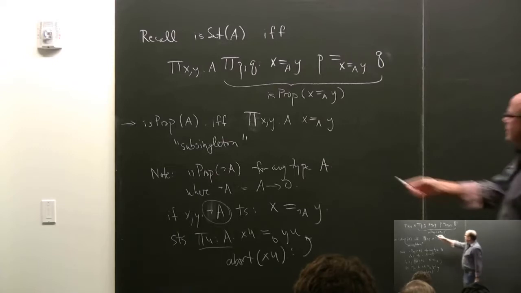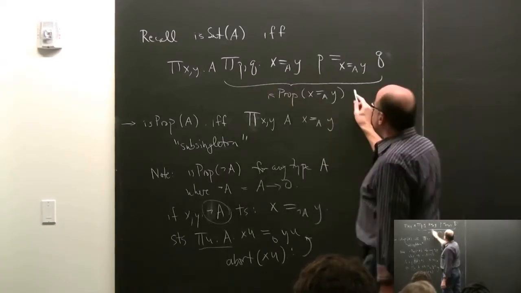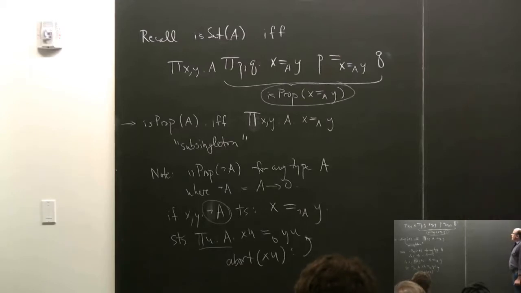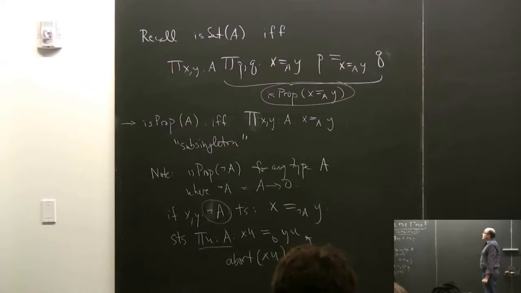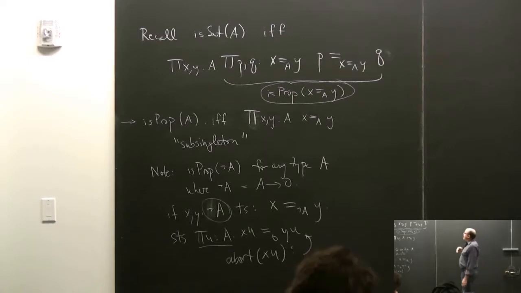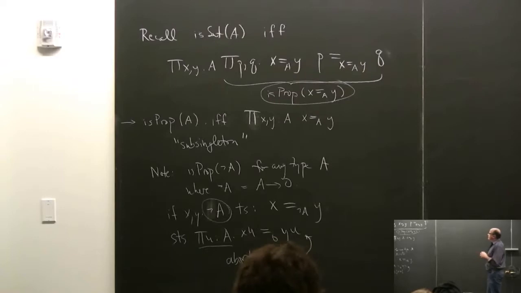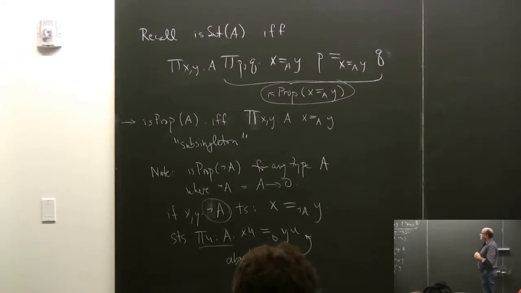Okay, so really what this is saying is, if the equality for a type is a proposition, or is propositional in this technical sense of the word, then we say that it's a set. So it should give you some intuition that being a set has this quality of being discrete.